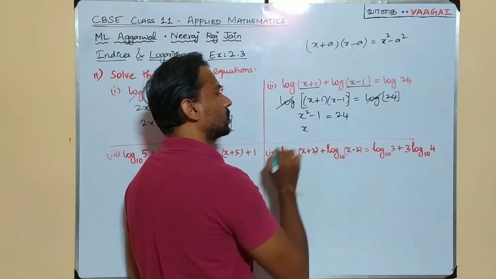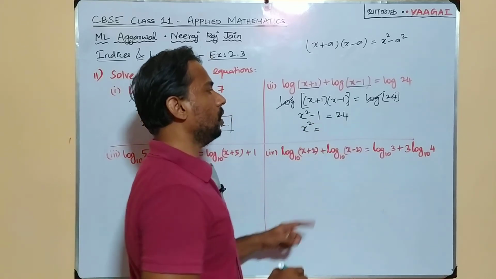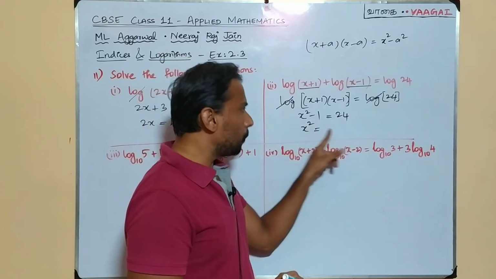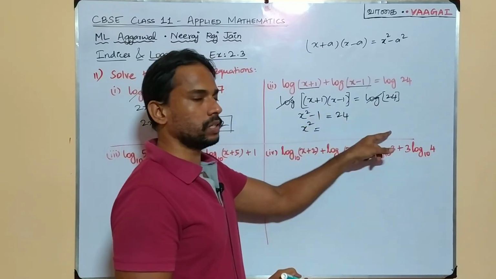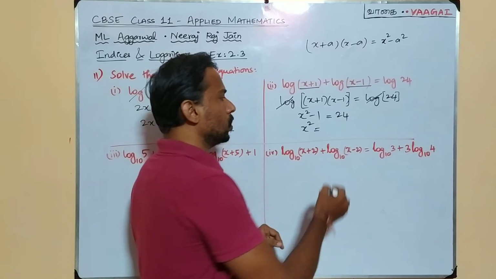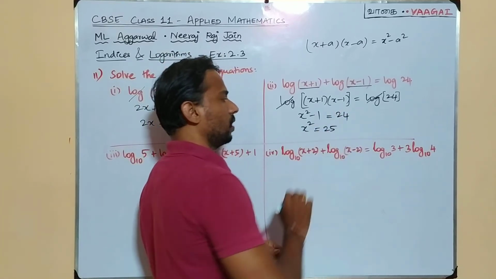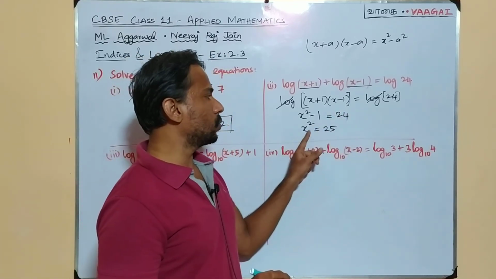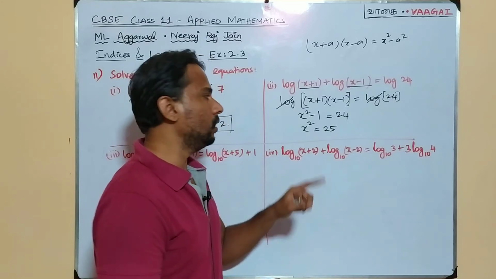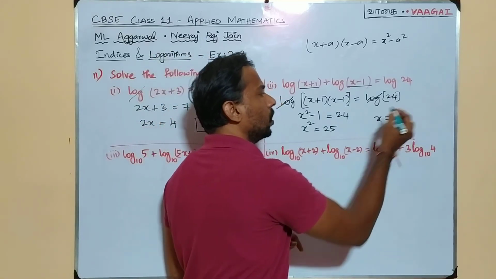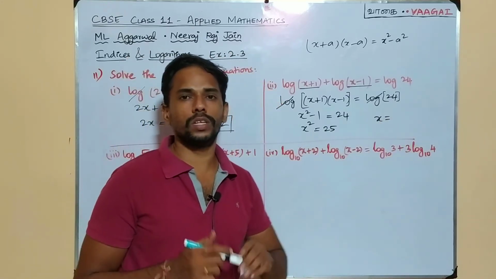So that means x square is equal to what? We will have 24 plus 1. Is it or not? This minus 1 goes there, it becomes 24 plus 1 there. So that means x square is equal to 25. And now we have x square is equal to 25. When you solve this equation, we will be getting what? Usually what we will get? x square is equal to 25.